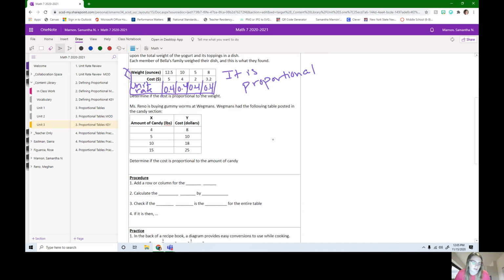So here's our next question. Miss Reno is buying gummy worms at Wegmans. Wegmans had the following table posted in the candy section. So it's showing the amount of candy in pounds for the cost in dollars. And it says determine if the cost is proportional to the amount of candy. So this is very similar to the last one. So pause the video and see if you can solve this one.